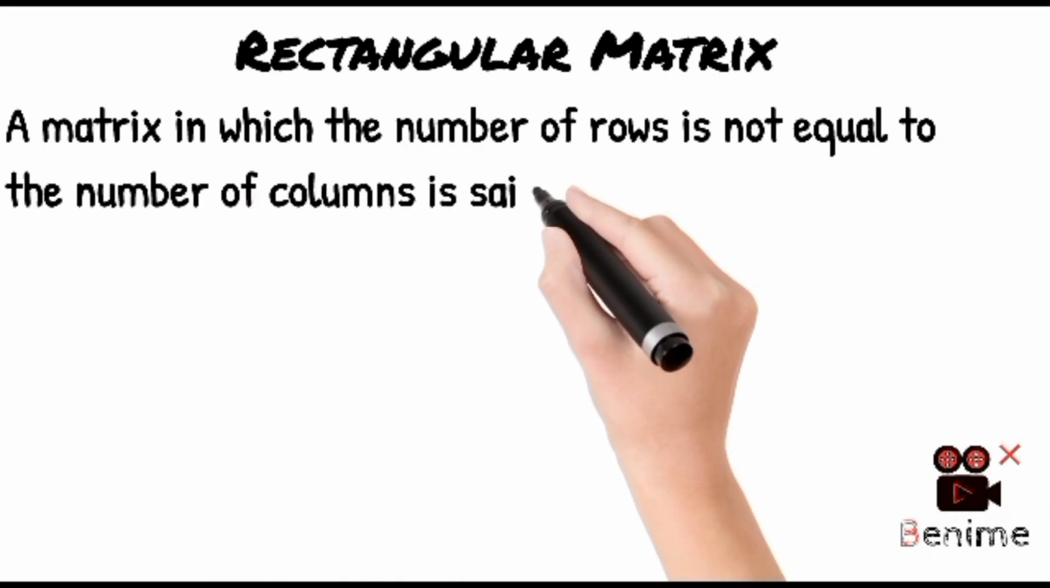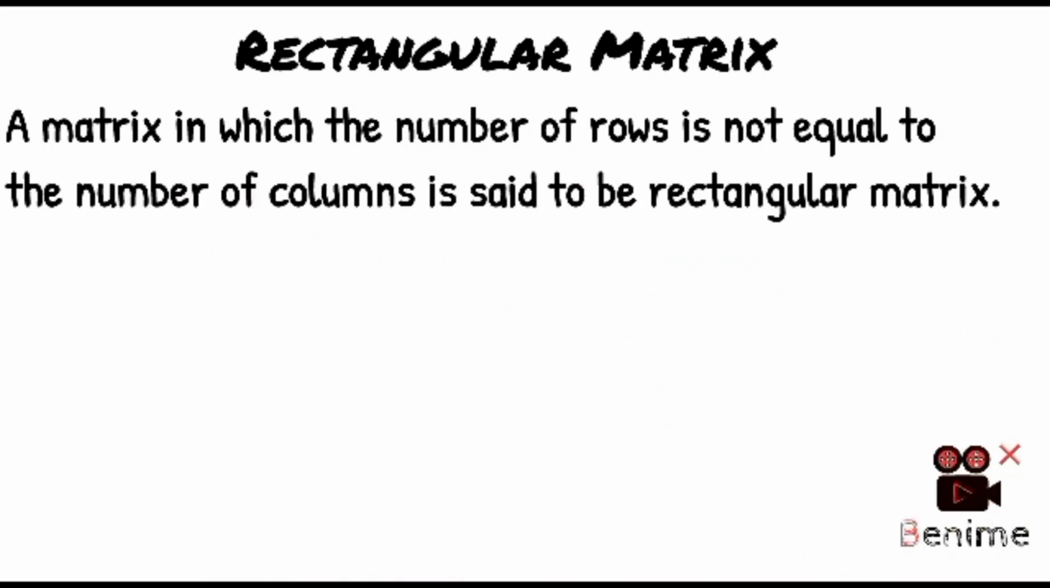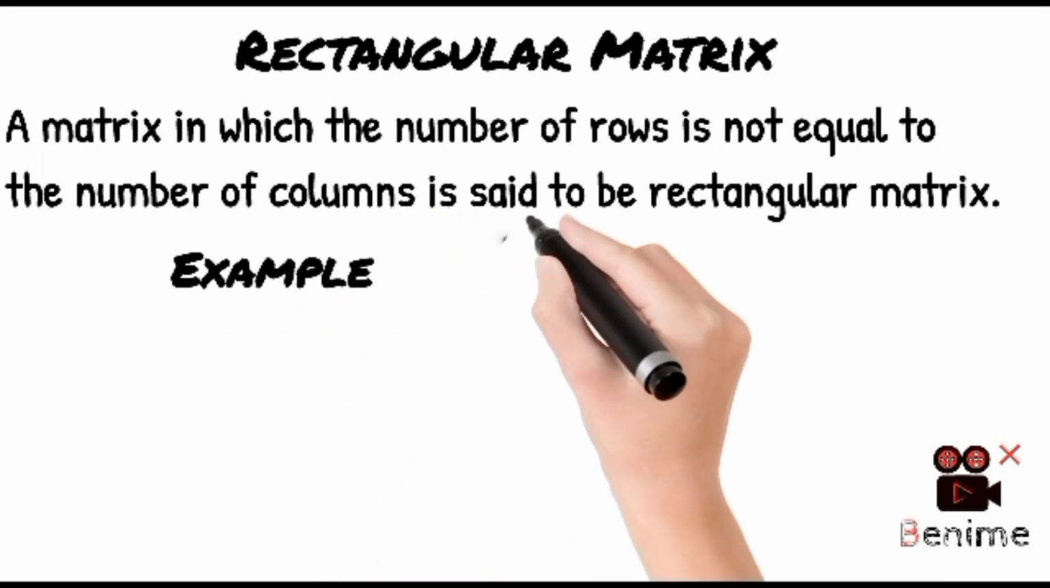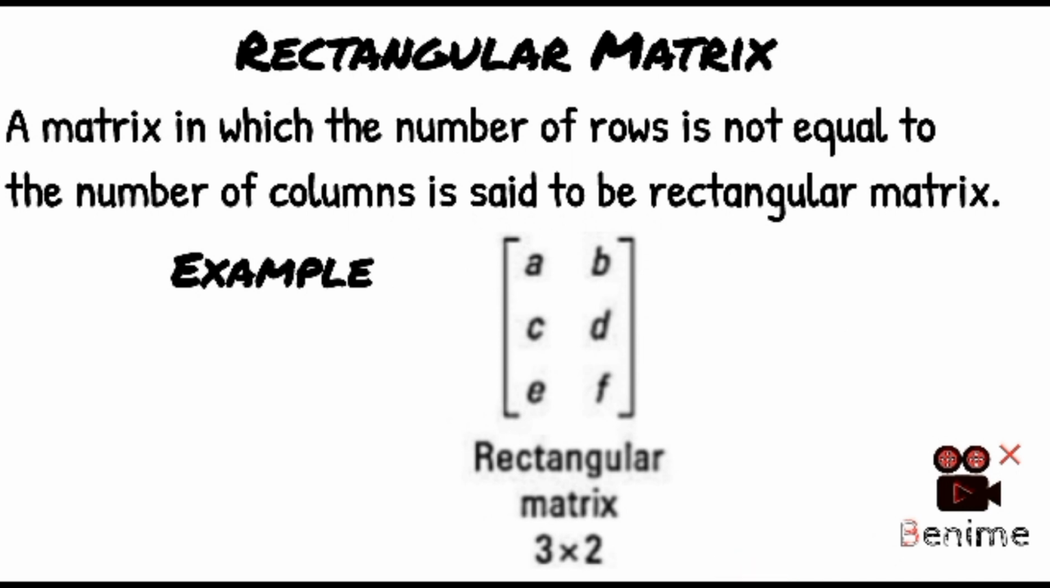Rectangular matrix. Rectangular matrix is a type of matrix in which the number of rows is not equal to the number of columns. So let's see an example of this matrix. Here in this example, we have 3 rows and 2 columns. So the number of rows is not equal to the number of columns. That's why this is called rectangular matrix.